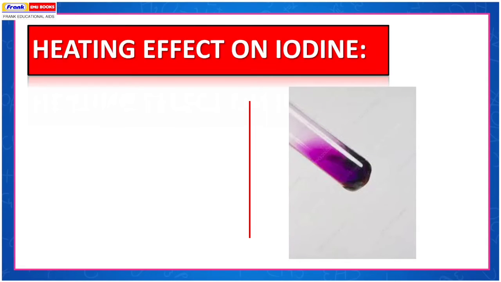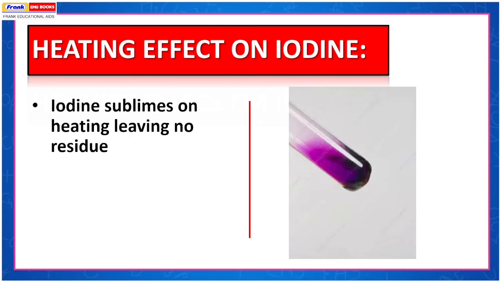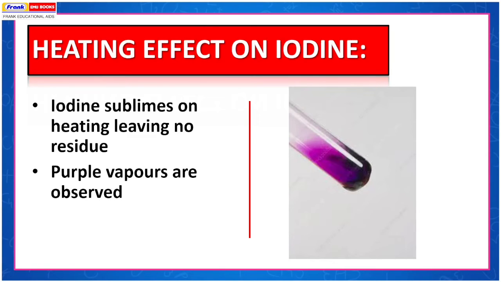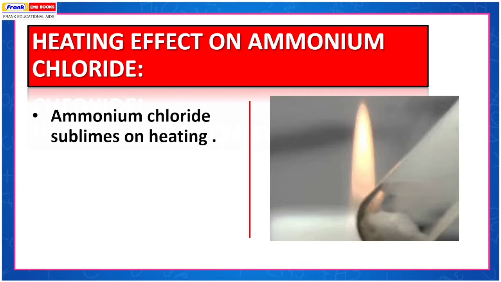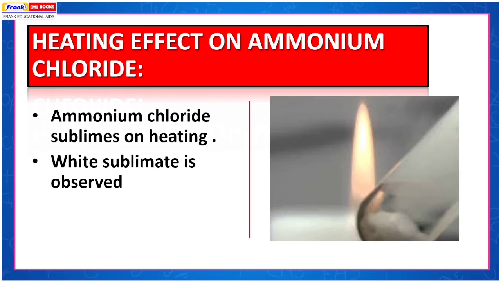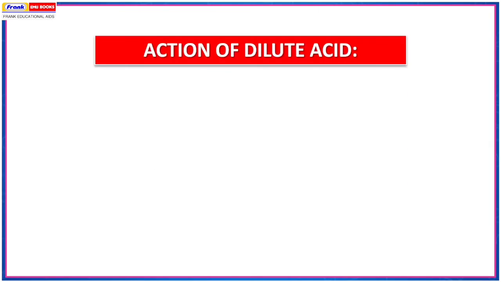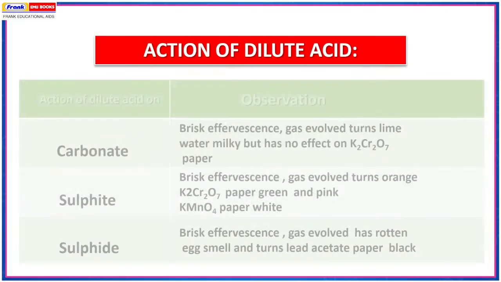Heating effect on iodine. Iodine sublimes on heating leaving no residue. Purple vapors are observed. Heating effect on ammonium chloride. Ammonium chloride sublimes on heating. White sublimate is observed.